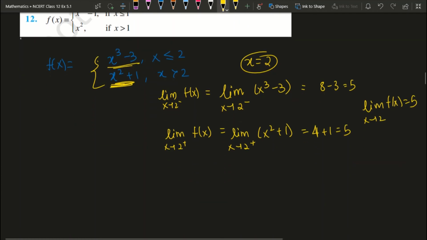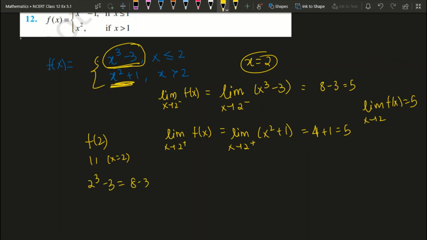If you now look at f of 2, so f of 2 means x equals 2. Now x equals 2 means you put in 2 at this expression, so 2 cubed minus 3, and that's equal to 8 minus 3, and that's equal to 5. So now you have that the limit as x tends to 2 of f of x is equal to f of 2, and so the function f of x is also continuous at x equals 2. For all other values of x, this function must be continuous because they are just polynomials then, which are always continuous.